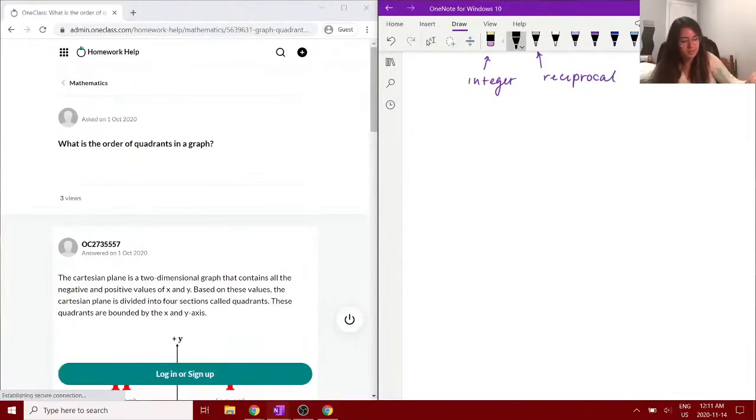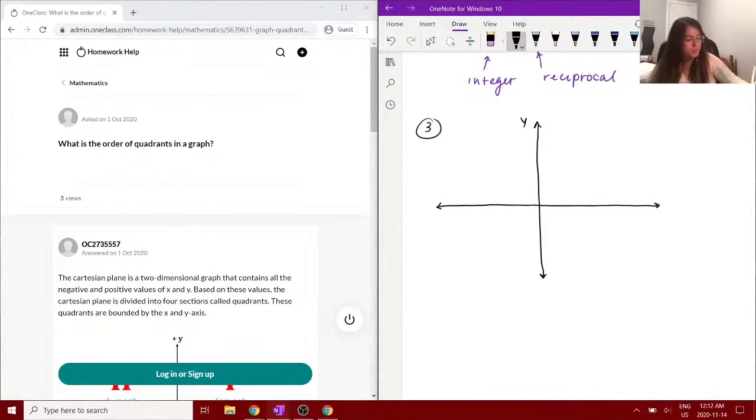All right, so question number 3, we're asked, what is the order of quadrants in a graph? Okay, so first, let's draw this graph. Normally, the vertical axis will have y to minus y. Horizontal axis will have x to minus x, right?